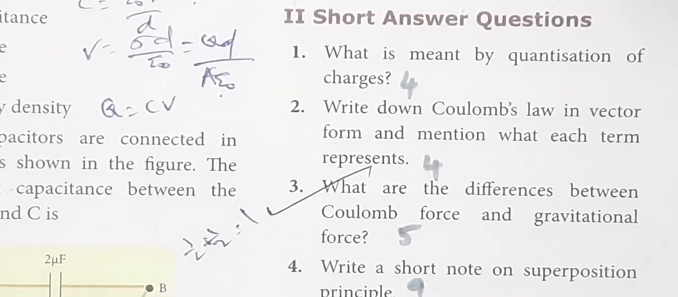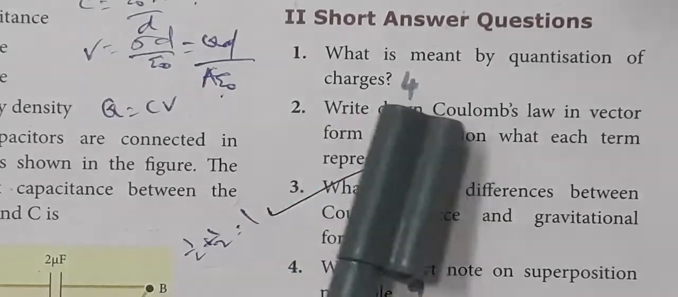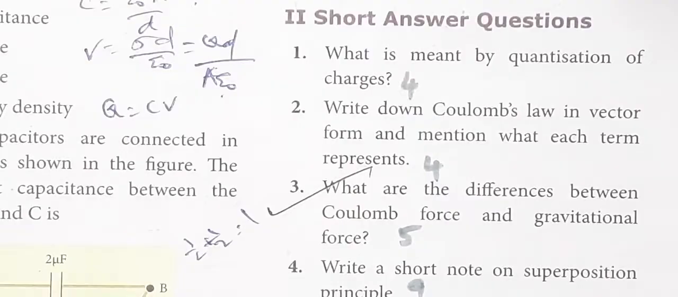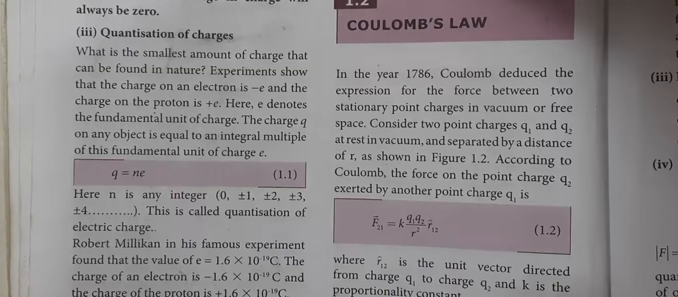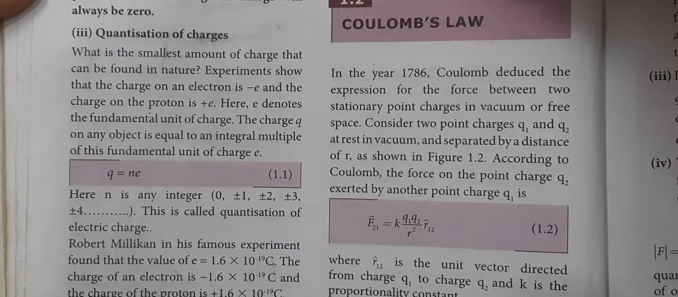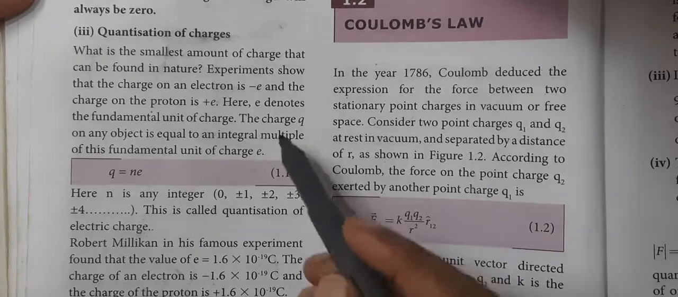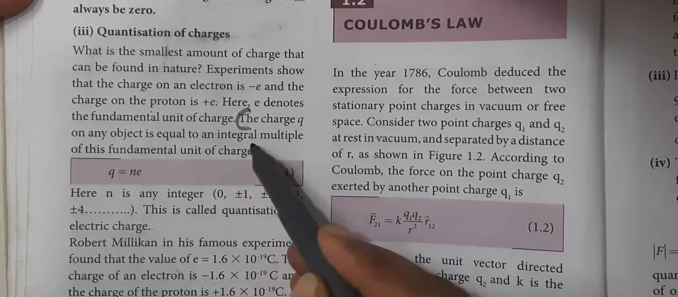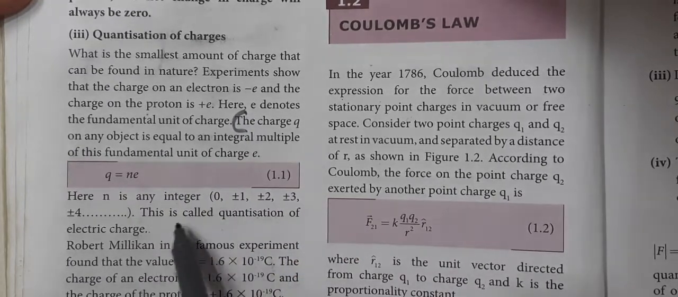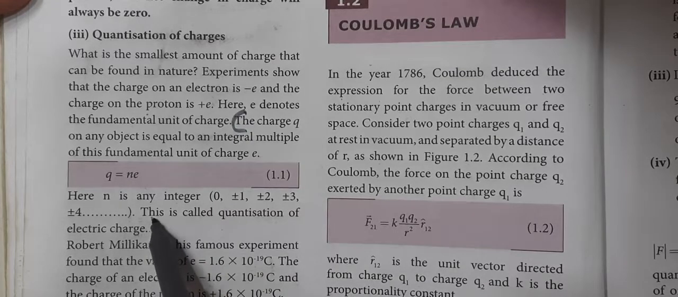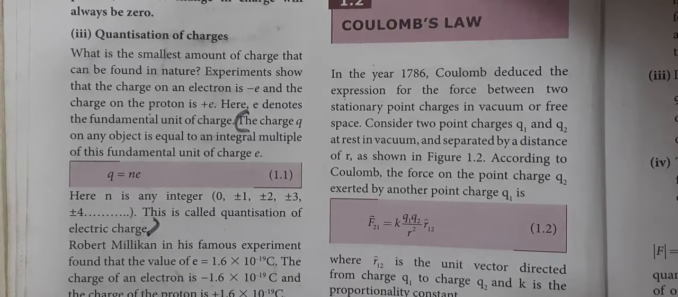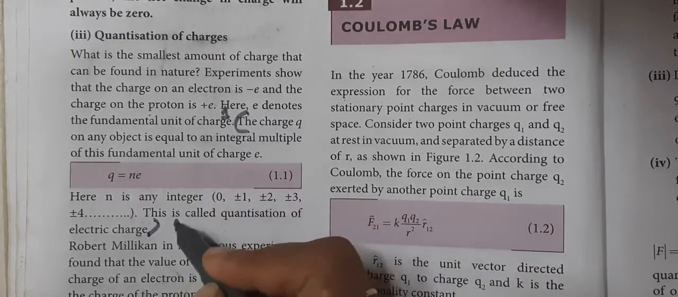Let's see that. Short answer questions. First one, what is meant by quantization of charges? That is on page number 4. Listen here. On page number 4, under the heading of quantization of charge: the charge Q of any object is equal to an integral multiple of this fundamental unit of charge e, Q equals ne, where n is an integer. This is called quantization of charge, where e is known as the charge of the electron. Okay, so this is the first question.